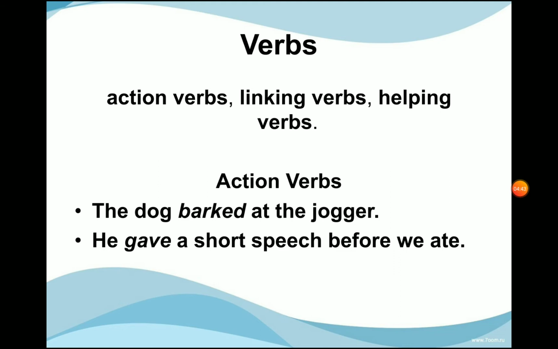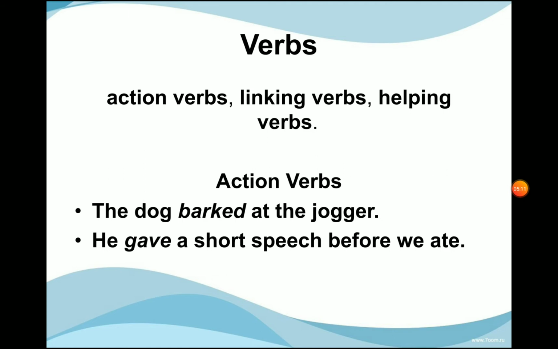Once you locate the subject of the sentence, you can move on to the next part of the complete sentence, the verb. A verb is often an action word that shows what the subject is doing. A verb can also link the subject to a describing word. These are three types of verbs that you can use in a sentence: action verbs, linking verbs, or helping verbs.